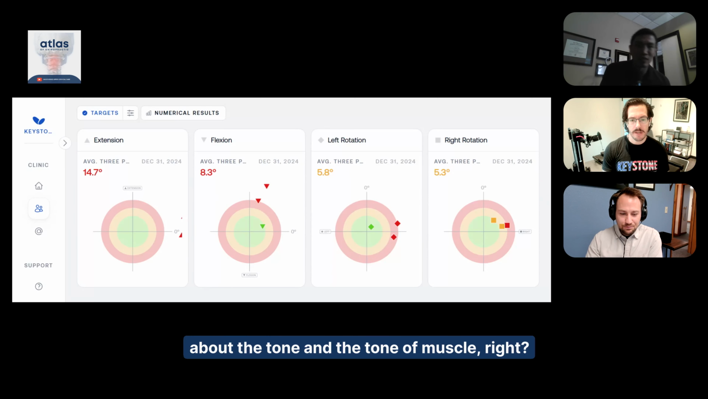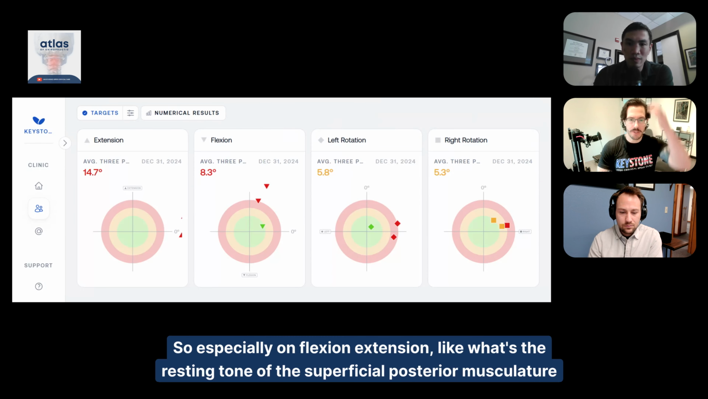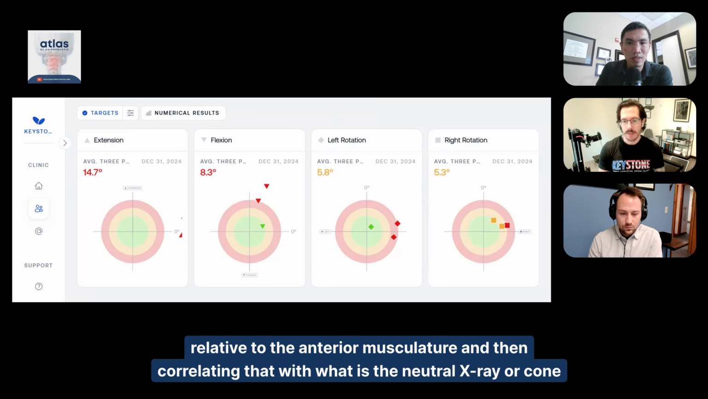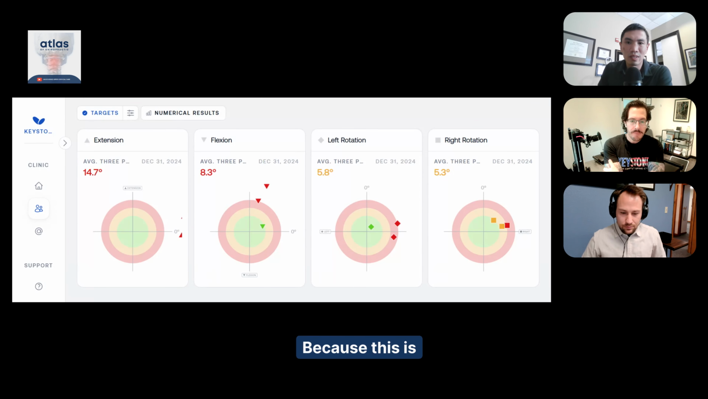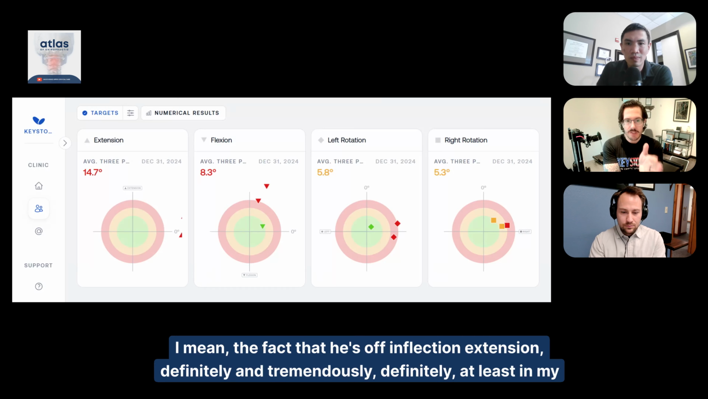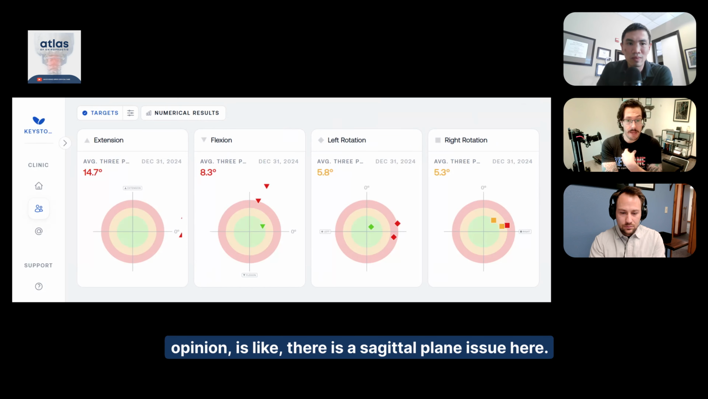I'd be curious about the tone of the muscle, right? Especially on flexion extension, what's the resting tone of the superficial posterior musculature relative to the anterior musculature, and then correlating that with what the neutral X-ray or cone beam looks like in terms of head position? Because the fact that he's off in flexion extension, definitely and tremendously, at least in my opinion, says there is a sagittal plane issue here.